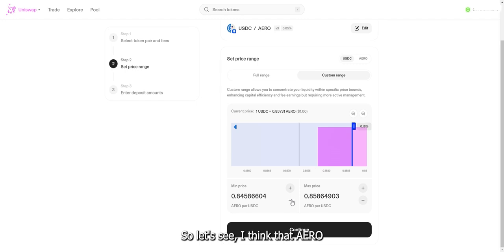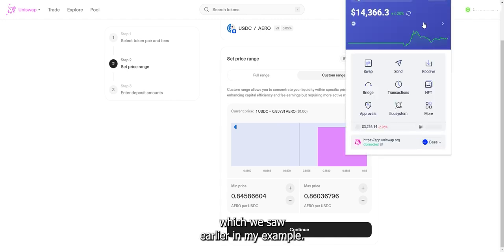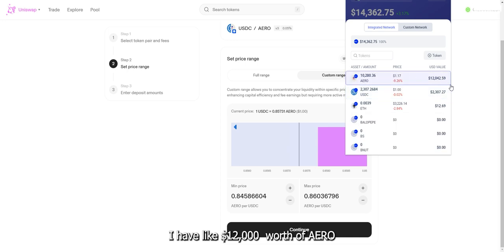So let's say I think that AERO price is going to go up, and I want to sell all my AERO, which you saw earlier. In my example, I have like $12,000 worth of AERO. I want to take profit and sell them into USDC.